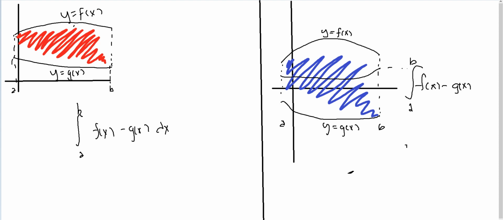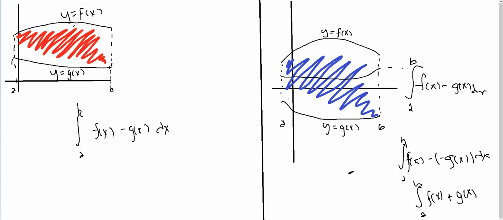So that means that the integral from B to A would be f of x minus negative g of x, dx. This means that we will actually be adding the two functions, which would give us a greater area, which is depicted in this graph. Now, when we integrate between functions, all we're doing is finding the difference between the areas and doing it with respective regions.